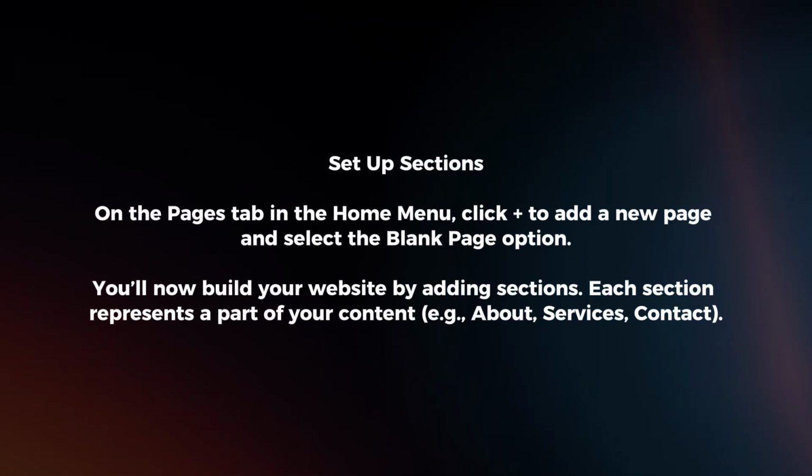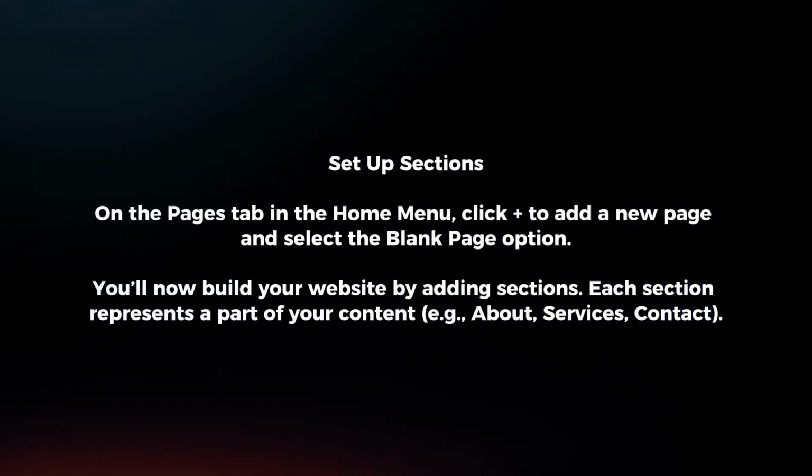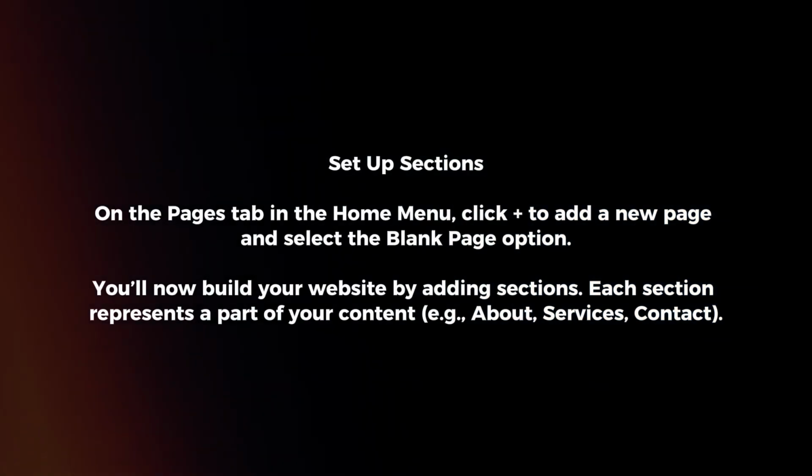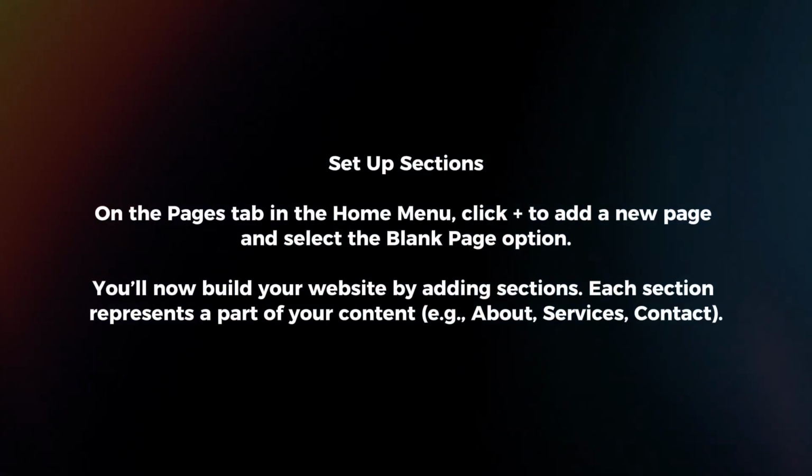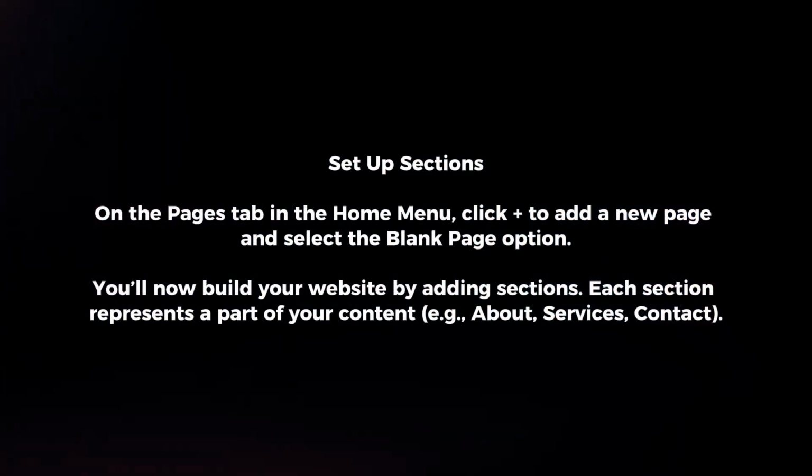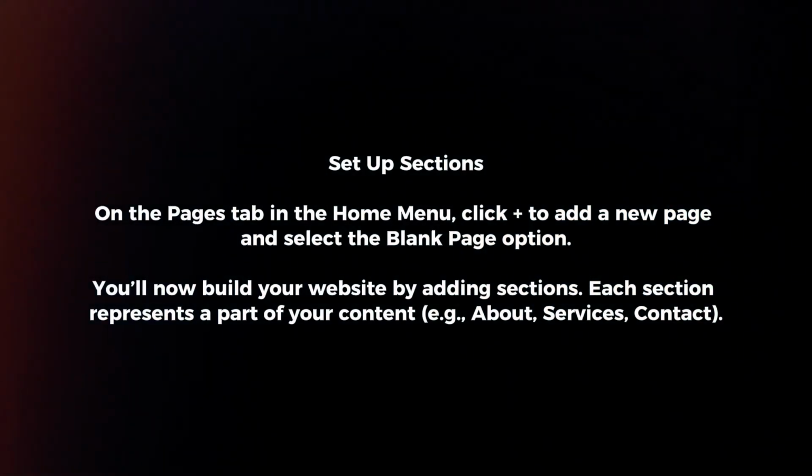Set up sections. On the Pages tab in the Home menu, click plus to add a new page and select the blank page option. You will now build your website by adding sections. Each section represents a part of your content.